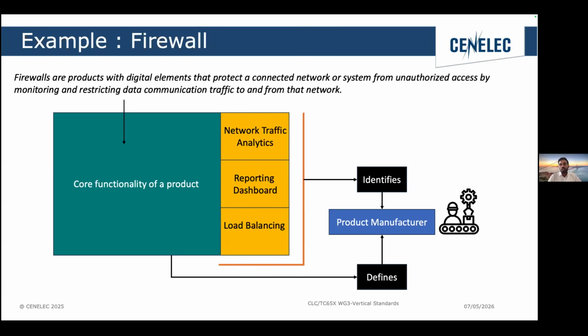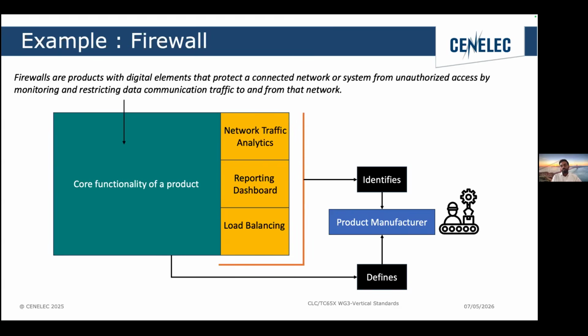But a firewall can also have other functionalities which cannot be predicted but are state of the art. It depends on manufacturer to manufacturer, the product's state of the art, and so on. For example, network traffic analytics, a dashboard, load balancing between the networks, and so on. So these can be other functionalities, but it depends on the product. The core functionality is already known, which the Commission has provided in this comitology document for each and every product mentioned in the Annex 3 product categories. For firewalls, this is the core functionality.